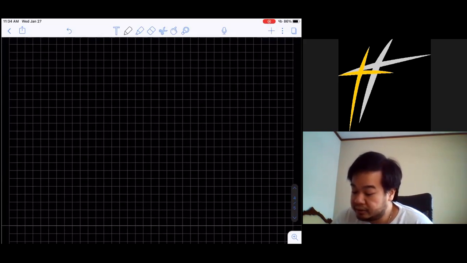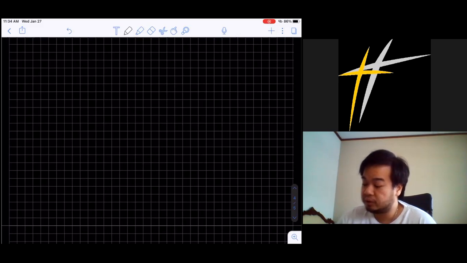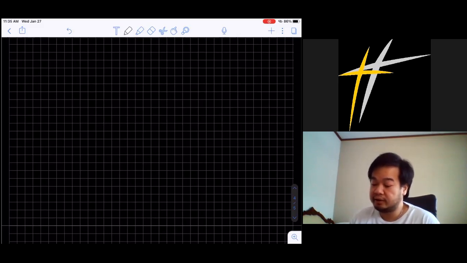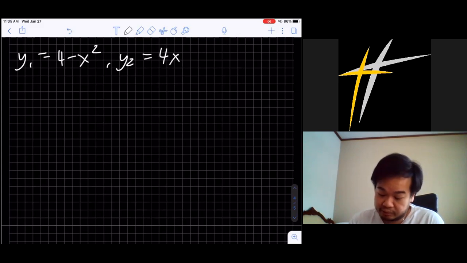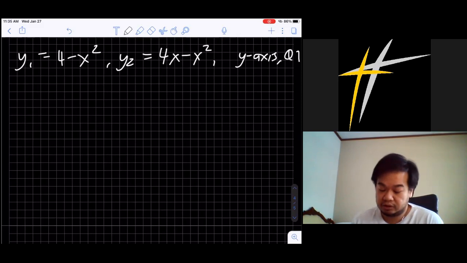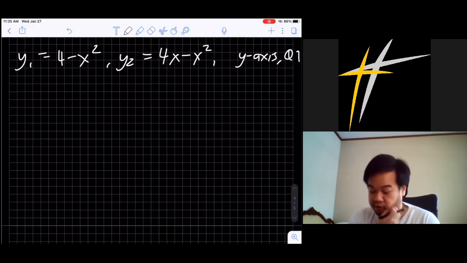Example 1: find algebraically, by the fundamental theorem of calculus, the area of a triangular region in quadrant 1 that is bounded by the graph of y equals 4 minus x squared, y equals 4x minus x squared, and the y-axis. So in here we have three boundaries. The first one is 4 minus x squared. The second one is 4x minus x squared. And the third one is the y-axis. And it also says quadrant 1. So we have 4 boundaries actually, but it's definitely in quadrant 1.